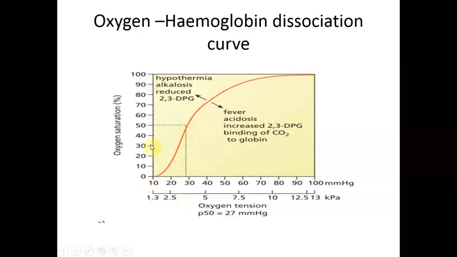Certain factors are going to pull this curve either to the right or to the left. For example, fever, acidosis, or an increase in the compound 2,3-diphosphoglycerate are going to cause a right shift, making oxygen more easily delivered to the tissues, while hypothermia, alkalosis, or a reduction in the compound 2,3-DPG are going to cause a left shift in the oxygen dissociation curve, causing stronger binding of oxygen to the hemoglobin and less delivery to the tissues.